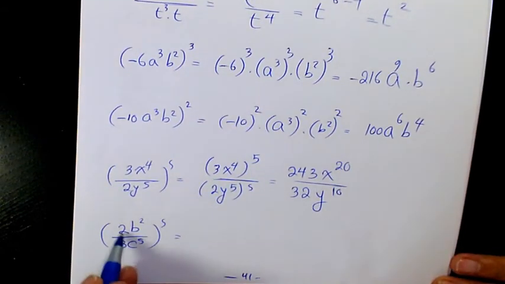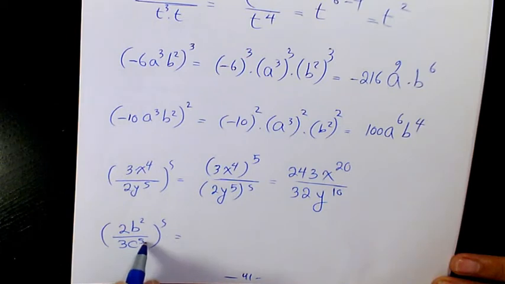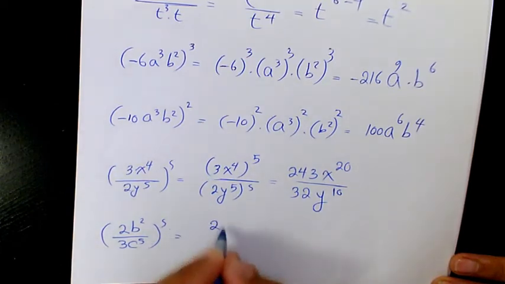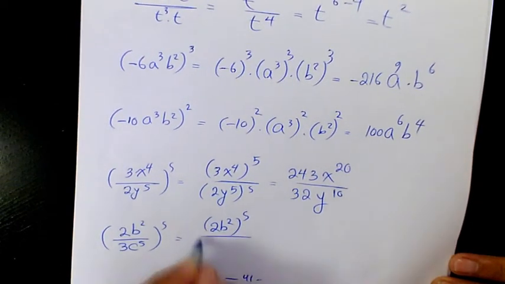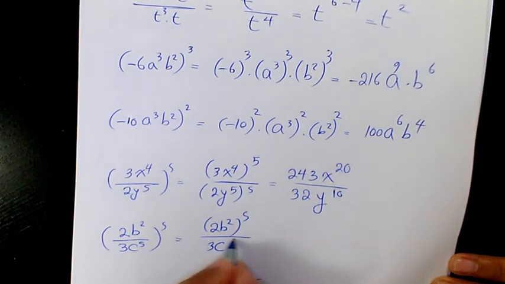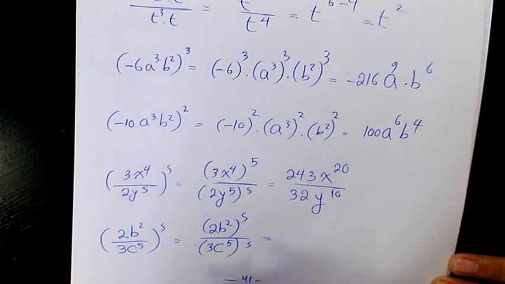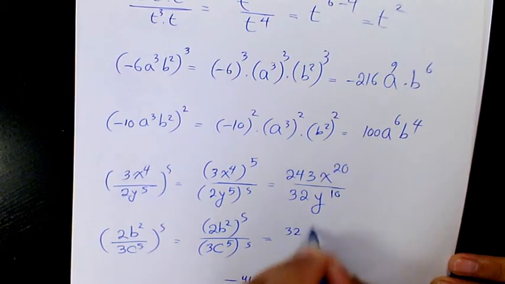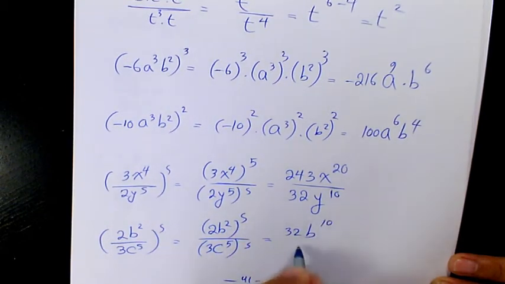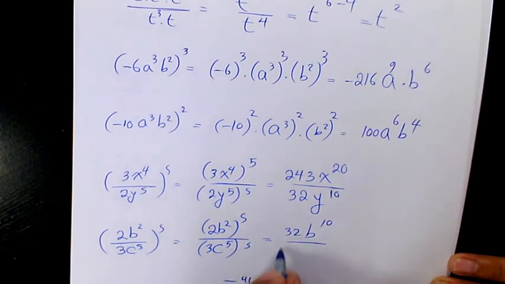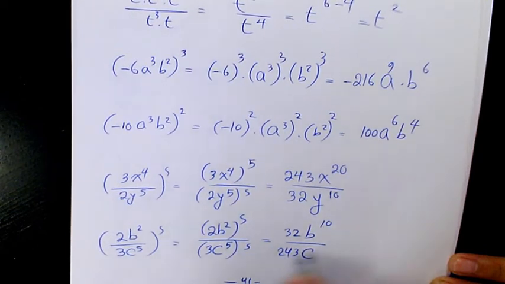Next one. 2b squared divided by 3c to the power of 5 to the power of 5. So it's going to be 2b squared to the power of 5 divided by 3c to the power of 5 to the power of 5. 2 to the power of 5 is going to be 32. B to the power of 2 times 5 is going to be 10. 3 to the power of 5 is going to be 243. C to the power of 25.